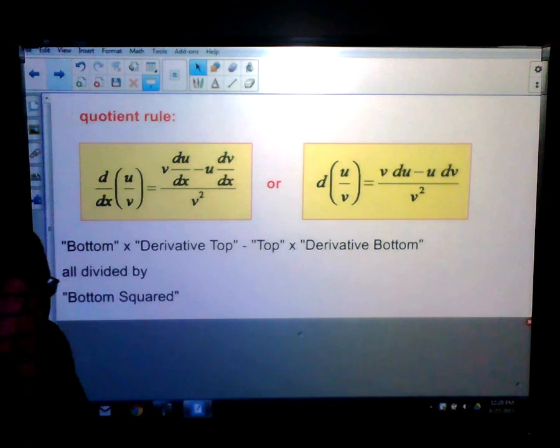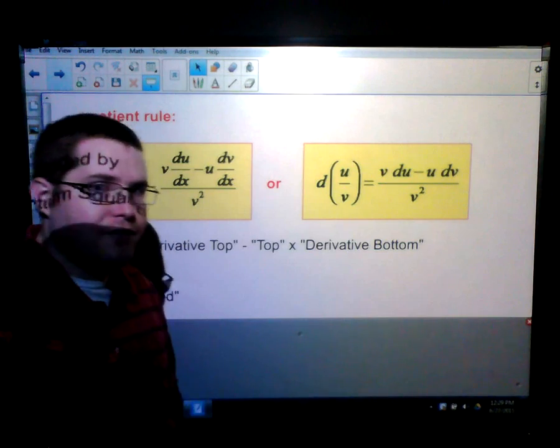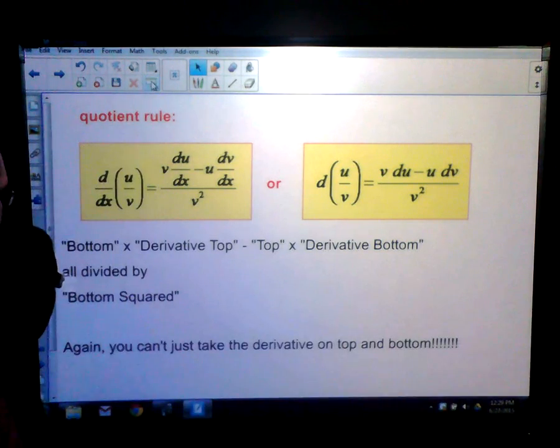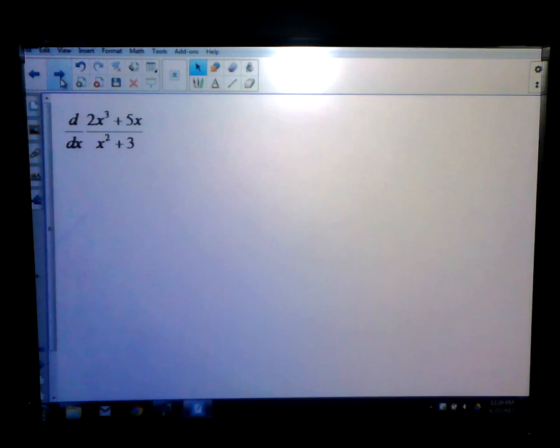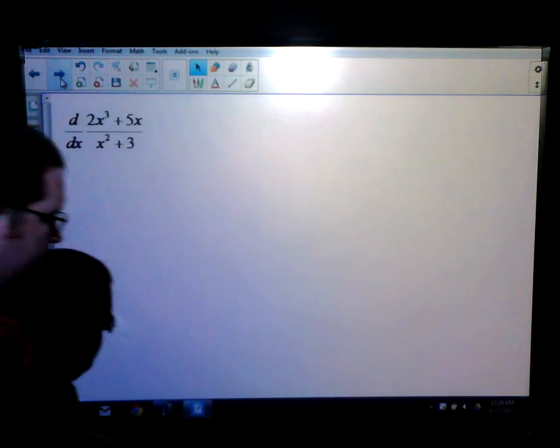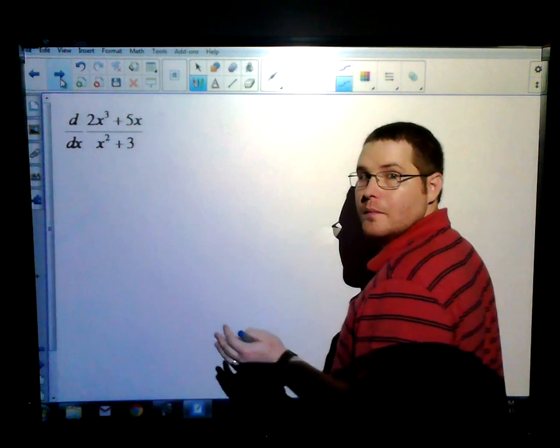If it's division, you have to do quotient rule. You cannot just take the derivative of the top and bottom. You have to follow the rule. Let's try a practice problem. Okay? It's division, so we're going to do quotient rule.